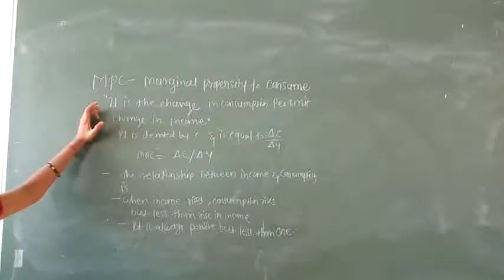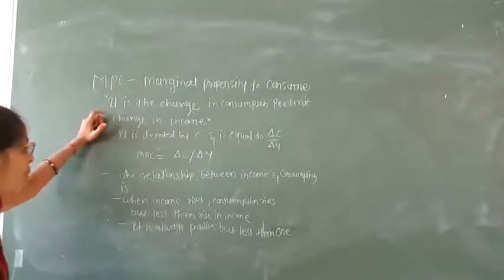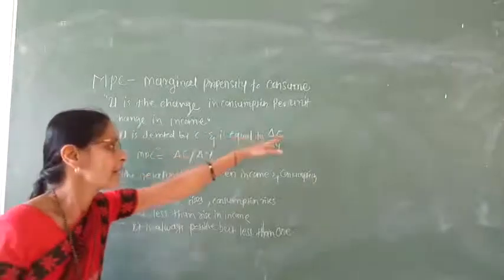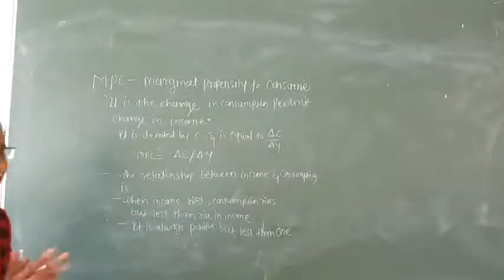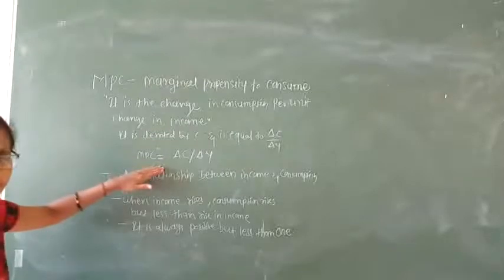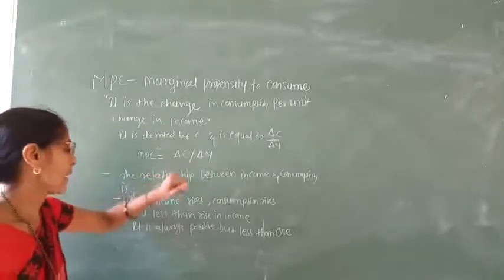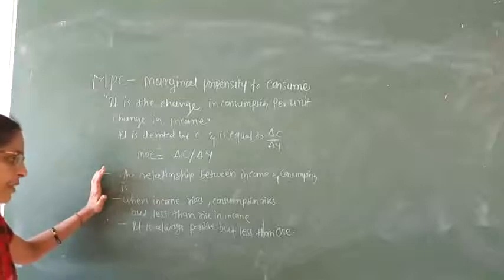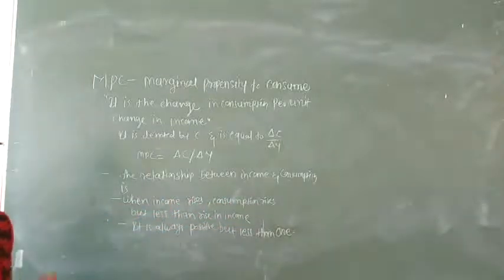When the income changes, automatically there is a change in the consumption also. So here it is denoted by MPC, which is equal to delta C divided by delta Y: delta C means the change in consumption divided by the change in income. So the marginal propensity to consume is denoted by delta C divided by delta Y. Here, in the relationship between income and consumption, when the income rises, the consumption also rises.